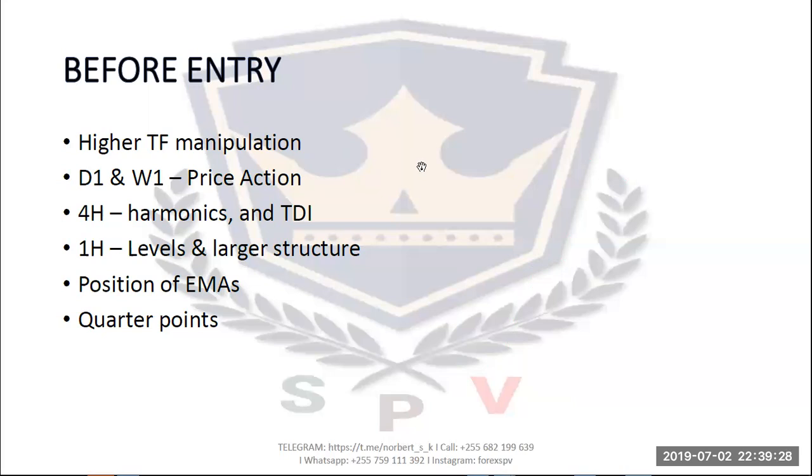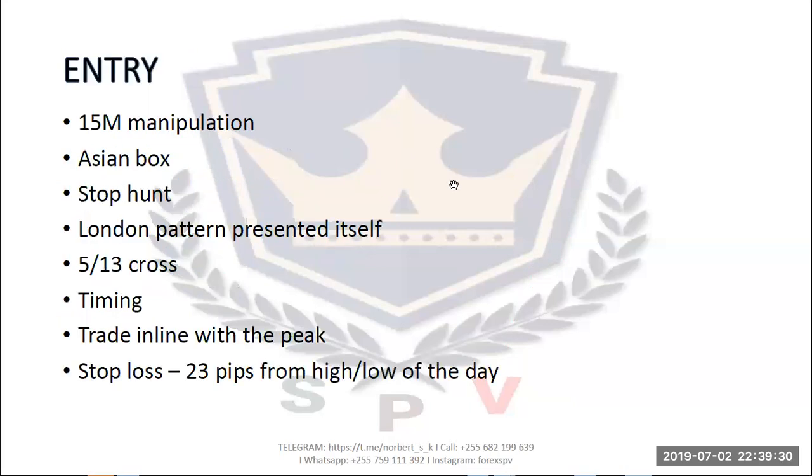So after you finish your markings, after you anticipate, then we come to the entry phase. So we are in the real market now. The market is moving. We come back to the 15 minutes time frame. There we look at the 15 minutes manipulation. So we look at the Asian box. Is it less than 50 pips? Yes. Is there a stop and low that we anticipated? We anticipated a stop and low, so we see a stop and low.